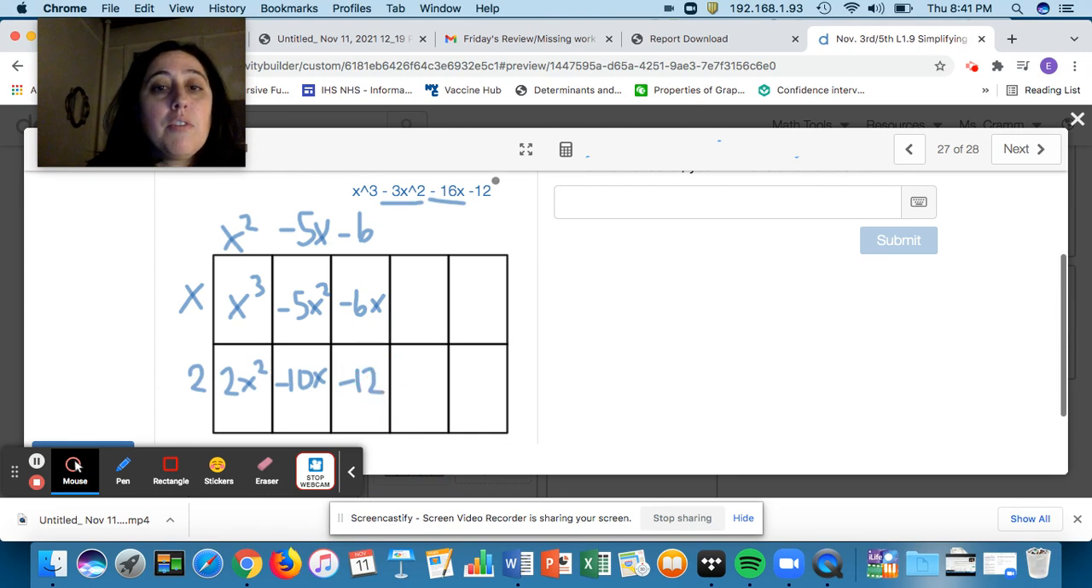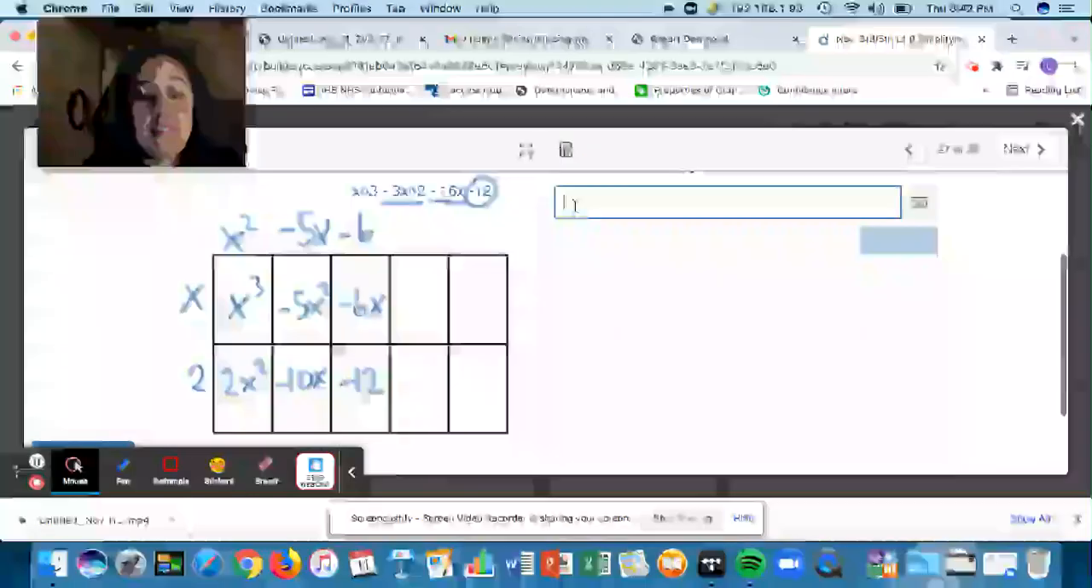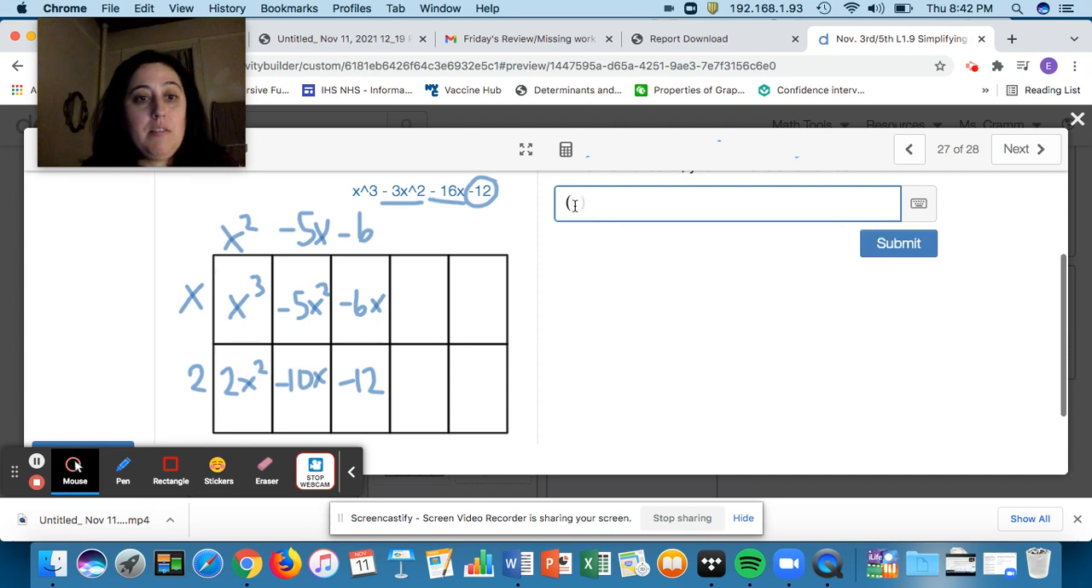So I look right here, that is the last term. They have negative 12. Because that matches, we're good. So yes, x plus 2 is a factor. I think that was actually the last one.